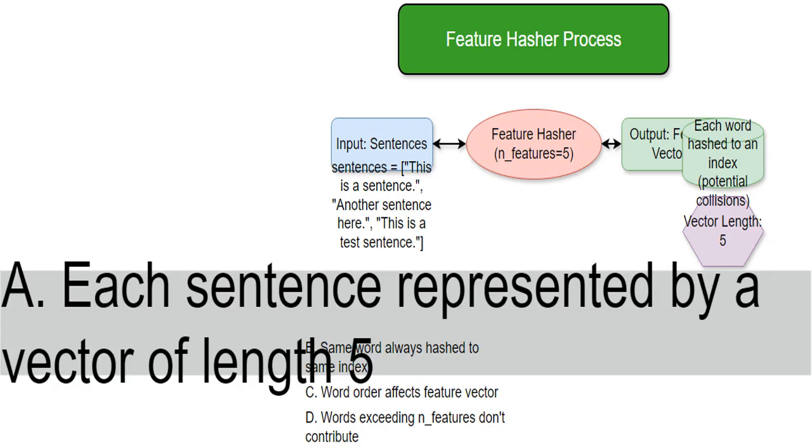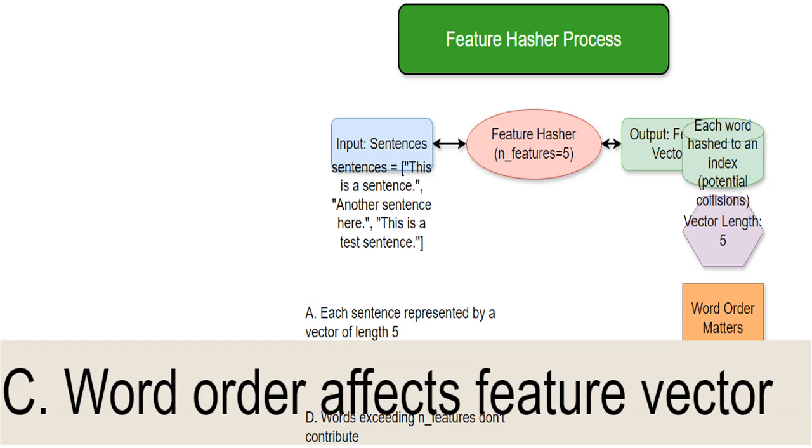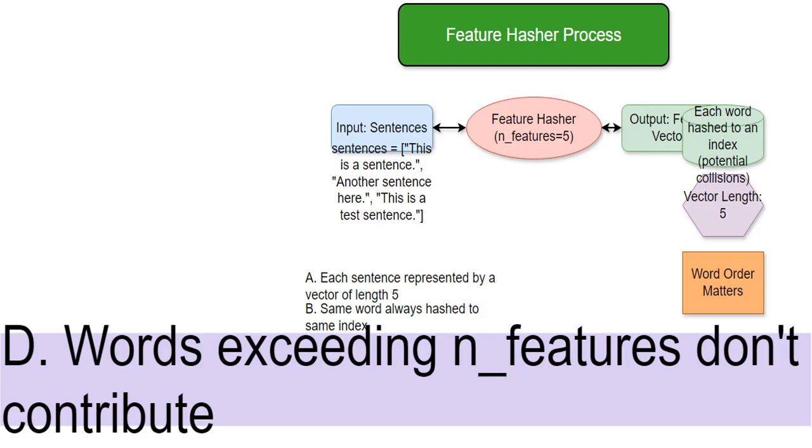This statement is true, confirmed because we set n_features equals 5. This statement is also true, because FeatureHasher processes words individually and in the order they appear. A change in the word order will lead to a different vector. This is false. Words beyond the 5 feature limit are still hashed. Their indices are simply adjusted to fall between 0 and 4 using the modulo operator. In simpler terms, this means they are wrapped around the 0 to 4 range. It is like having a circular track for indices.